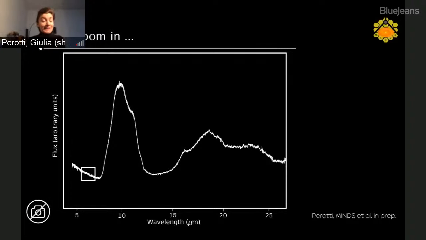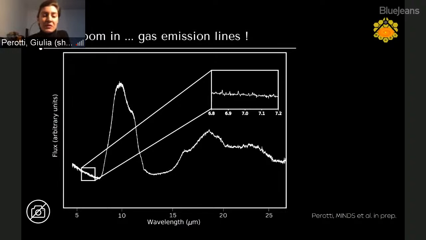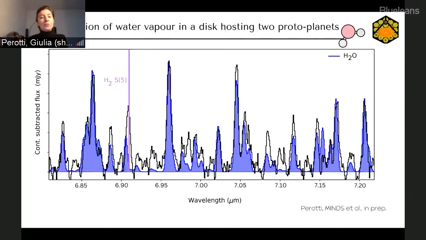That is not all. If we zoom in, and I promise this is not noise, we can detect gas emission lines, so we can really grasp what MIRI MRS is capable of. If we zoom in even further and compare these lines with lab models, then we can identify ortho and para vibrational lines in the 7-micron region, which is a great result because it's the first time that we're detecting water vapor in a disk that we know is hosting 2 accreting protoplanets.